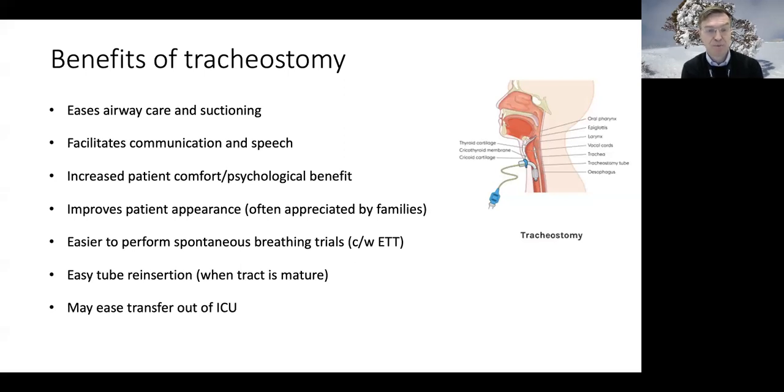We can change tubes very readily once the trach is mature, if that becomes necessary. And we often find that we can more readily get patients out of our ICU and into a general ward, partly because they've got a tracheostomy, but I should emphasise that's with the tremendous support of our trans colleagues. And so to do this really requires the strength of a multidisciplinary team who are very experienced in managing that transition and ongoing care.